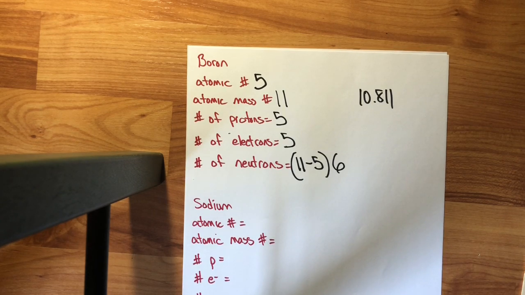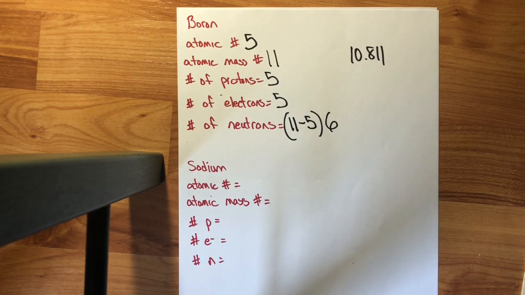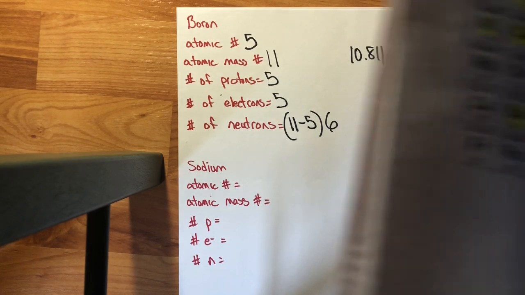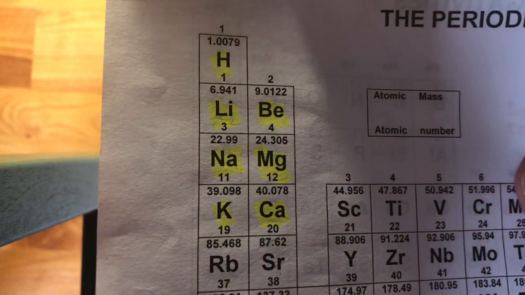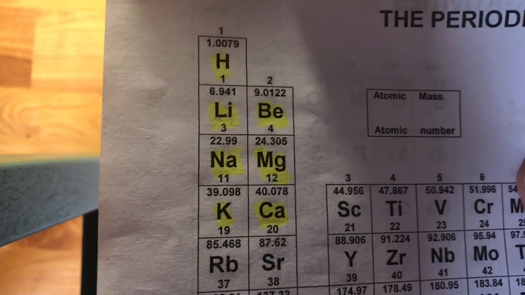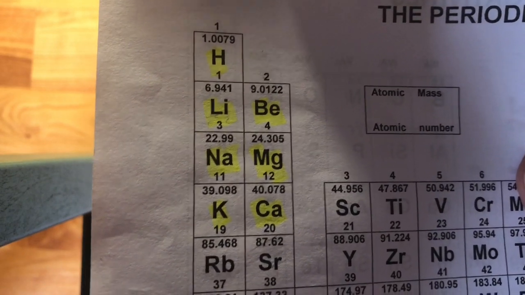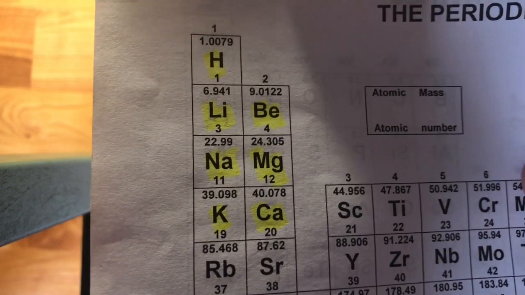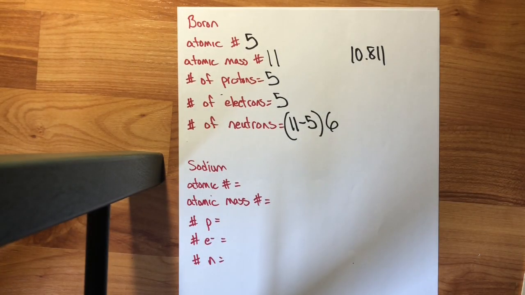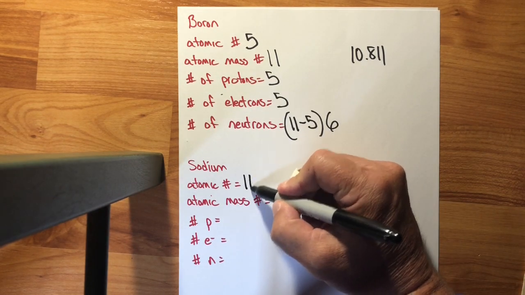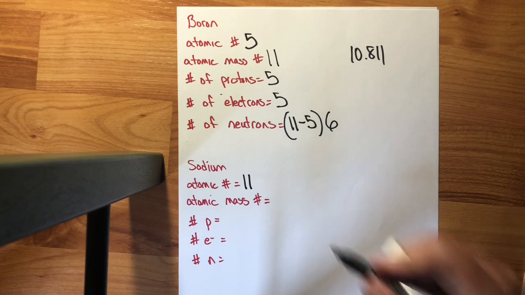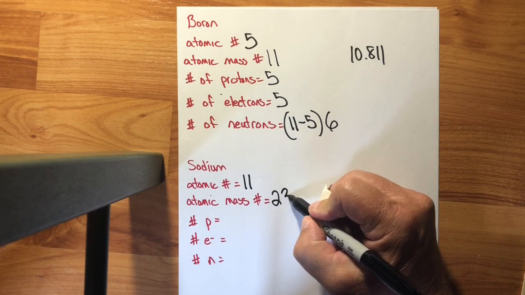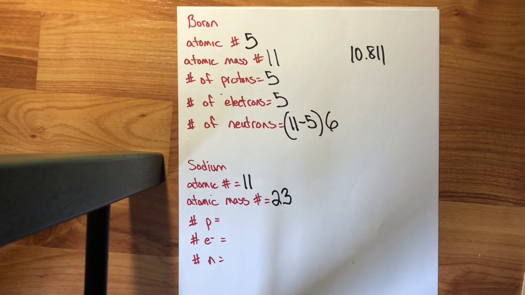Okay? So in the second example I have here, we have sodium. So again, what we want to do is we want to look on a periodic table, and then you'll find Na is sodium. So the 22.99 is the atomic mass number, and the 11 is the atomic number. So going back here, the atomic number would be 11. 22.99, we want to round that to no decimal places. So the proper way to round that would make it 23.